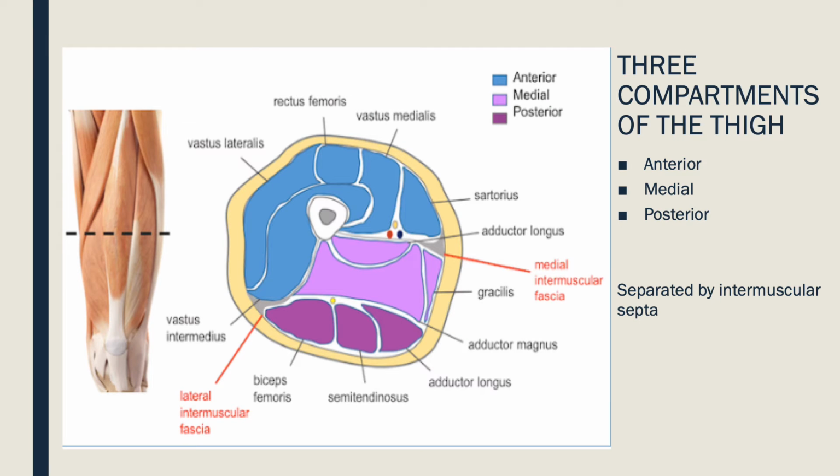The thigh is broken up into three compartments: the anterior, the medial, and the posterior, which are all named for where in the thigh they are. The three compartments are separated by the intermuscular septa. The three compartments are also known for what muscles are in them and the innervation and the blood supply, which are all unique.